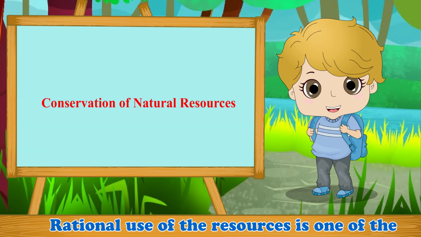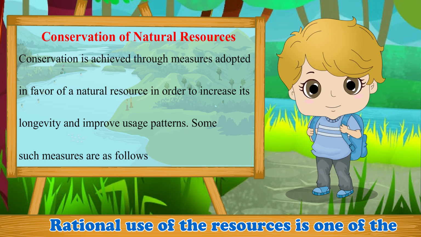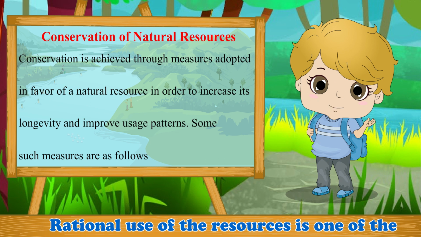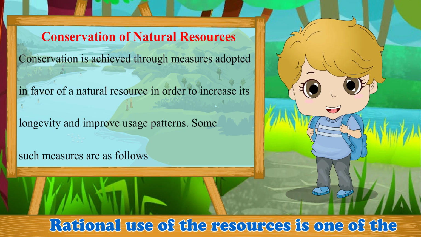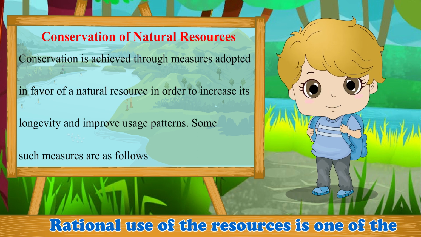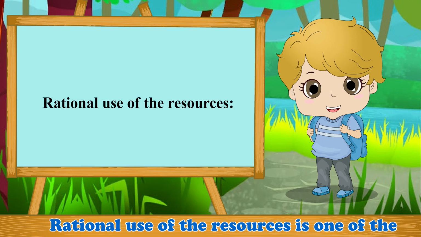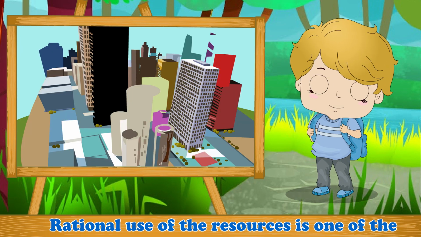Conservation of natural resources. Conservation is achieved through measures adopted in favor of a natural resource in order to increase its longevity and improve usage patterns. Some such measures are as follows. Rational use of the resources.